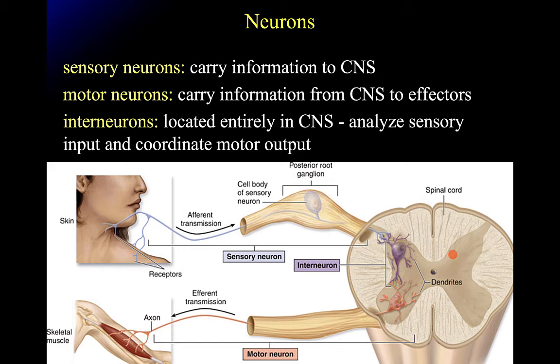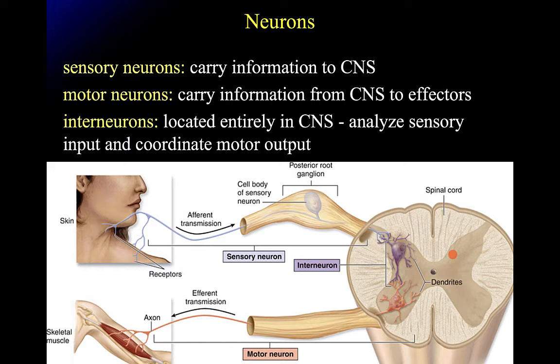Now, we do want to recognize we do have different terms which we use to talk about different kinds of neurons. So if we think about in that afferent division, we had those sensory neurons. Well, sensory neurons carry information to the central nervous system, that is sensory information. We then have motor neurons in the efferent division, which carry information from the central nervous system to effectors, and they cause them to do something.